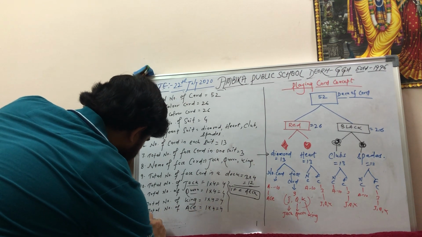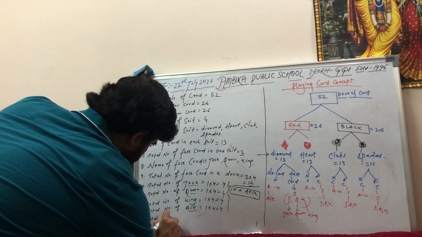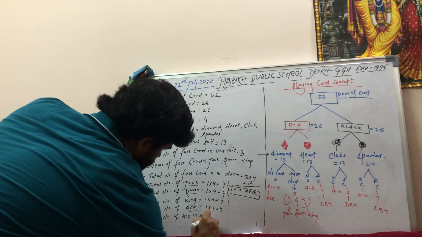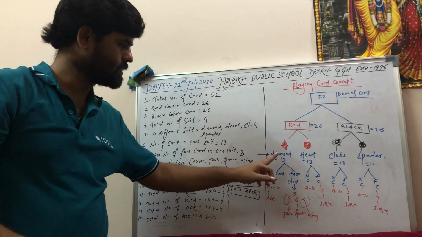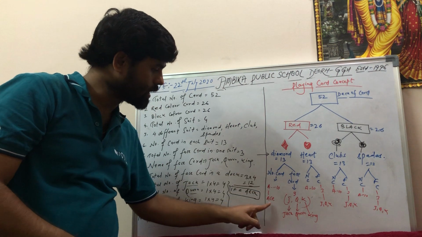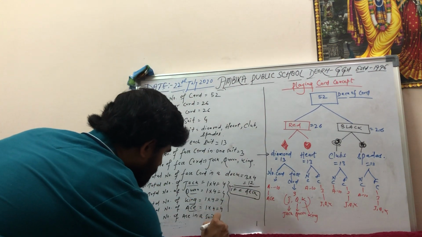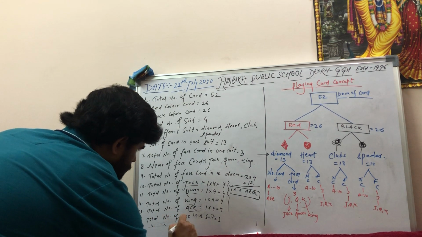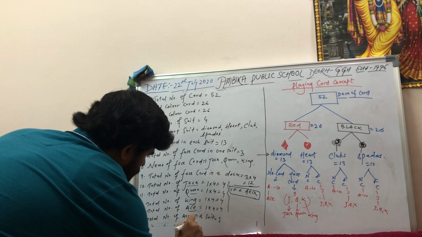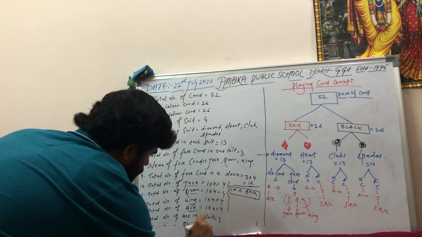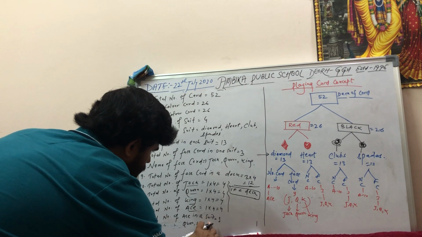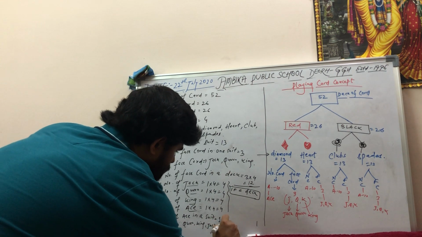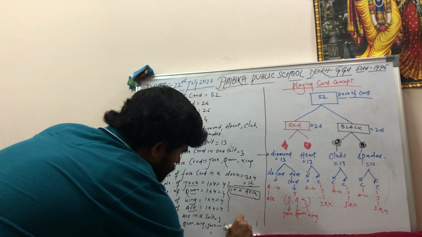Now total number of ace in a suite. Total number of ace in a suite. How many aces are there in one suite? Only one ace, equals 1. 15th point: total number of queen, king, jack in a suite equals 1.